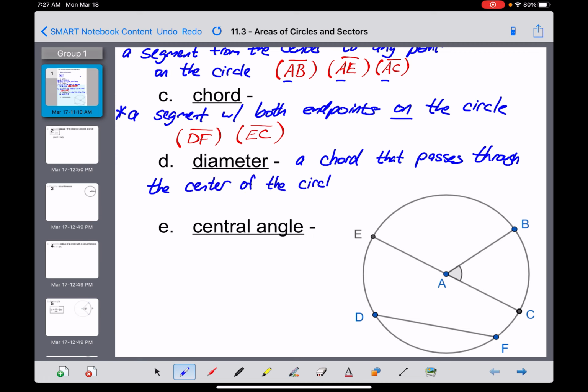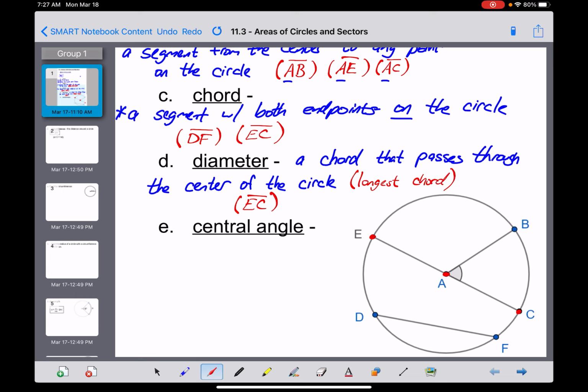Okay, and with that definition in mind, there's only one diameter that was drawn here, and that was line segment EC. It is a chord because both of its endpoints are located on the circle, but it passes directly through the center, point A. So DF and EC are both chords, but only EC is a diameter, and that one right there is the longest chord in the circle. Might be helpful to jot that down as well. So the longest chord in the circle is a diameter.